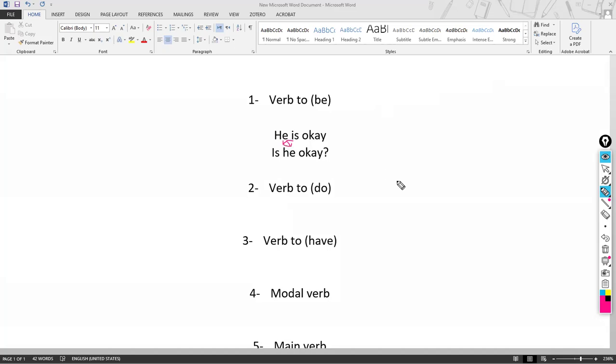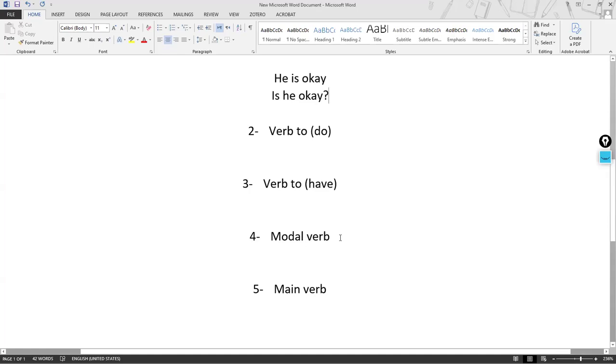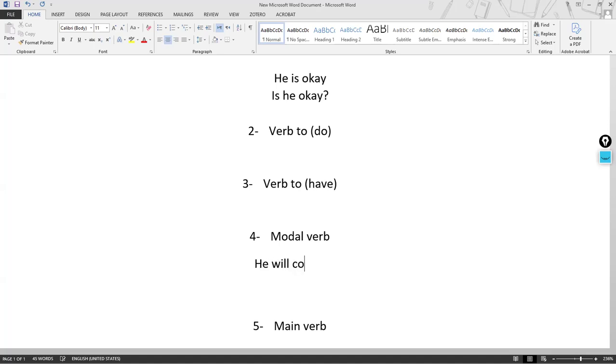Let me write this example, and now you have to tell me the question. If I want to say, "he will come," what is the yes and no question? He will come. Subhi, bravo.